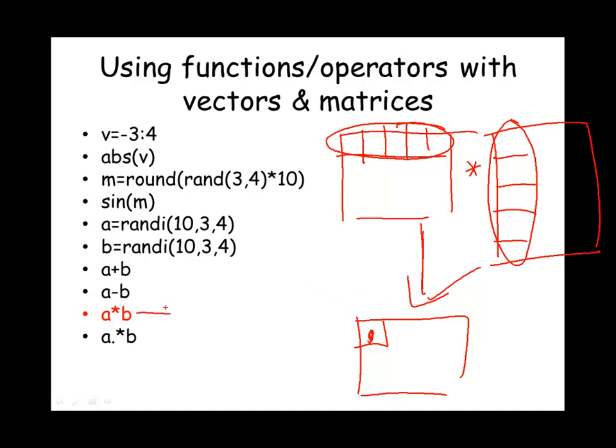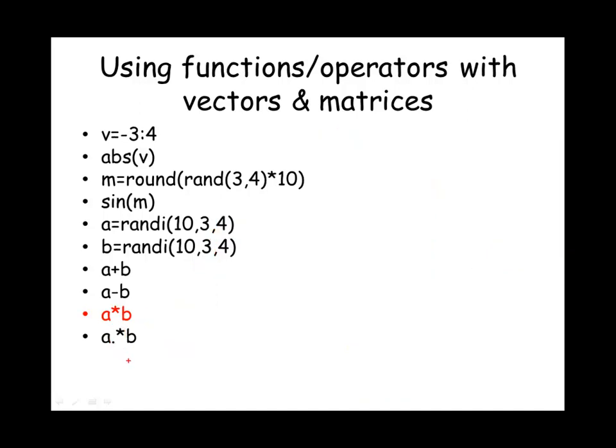In our example, A matrix multiplied by B will be invalid since A does not contain the same number of columns as number of rows in B. In the last example, we have an element-wise multiplication operator. So if you have a dot multiply, that means element-wise multiply.